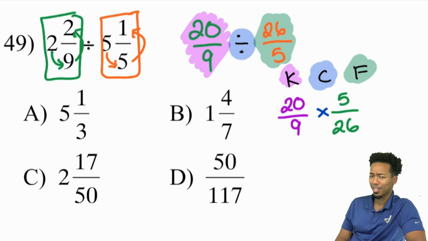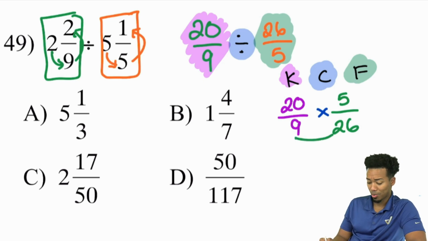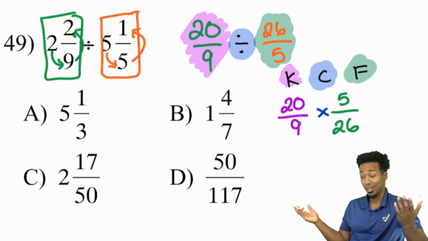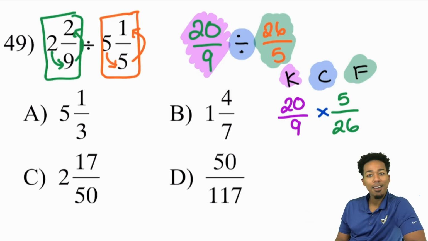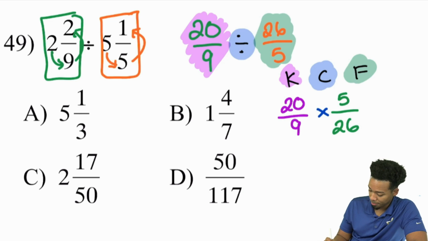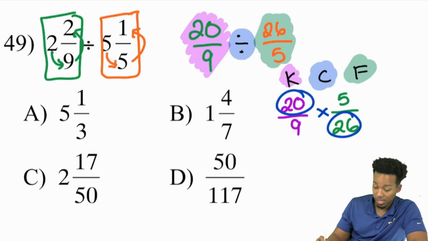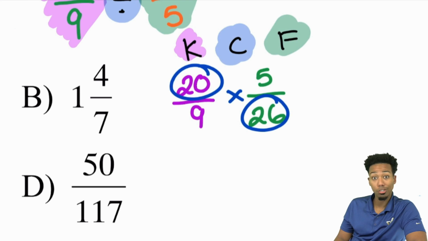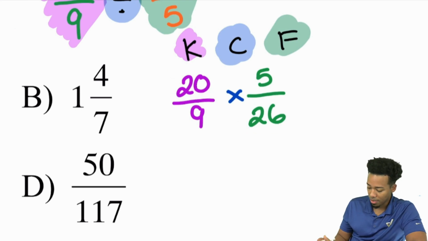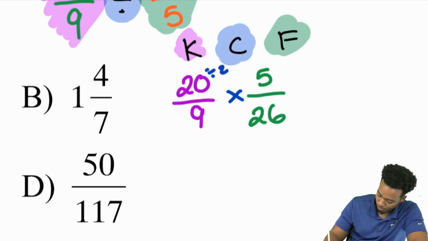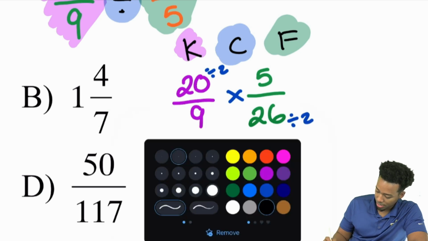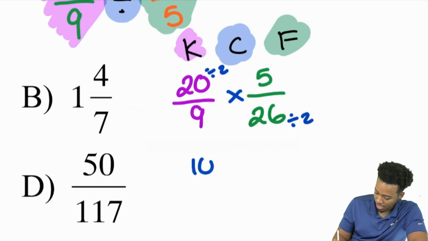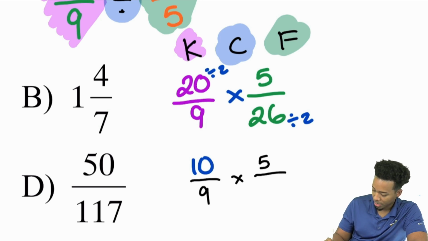But ask yourself, do I want to do 9 times 26? I don't know what that is. You don't have to. You can go ahead and simplify first. How do you simplify? Well, take a look. I know for a fact that 20 and 26 are both divisible by 2. They're both even. So since they're both even, I'm going to go ahead and divide this one by 2 and this one by 2. And that's going to give me over here, that's going to give me 10 over 9 multiplied by the 5, and 26 divided by 2 is 13.